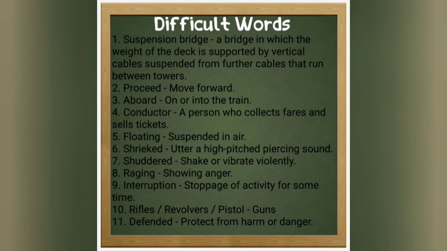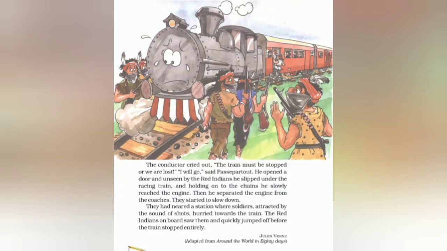Shuddered is to shake or vibrate violently. Raging is showing anger. Interruption is a stoppage of activity for some time. Rifles, revolvers and pistols are all types of guns. And defended means to protect from harm or danger. Let's see what happened next.